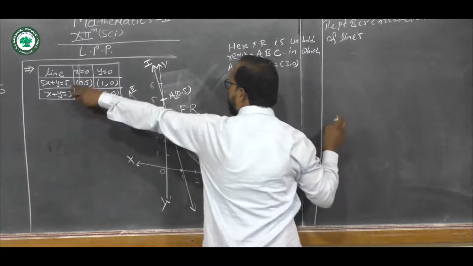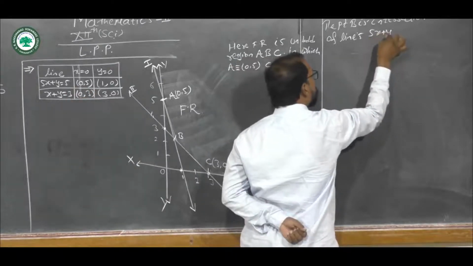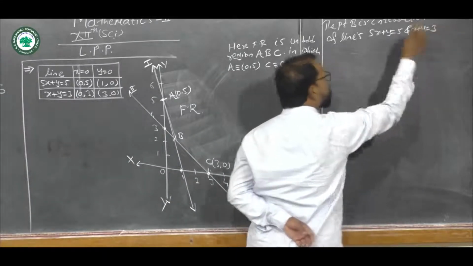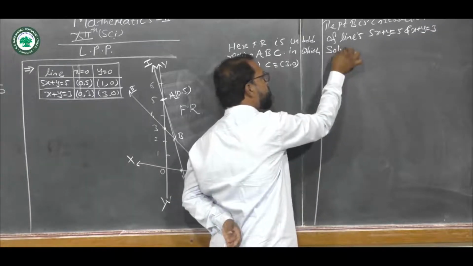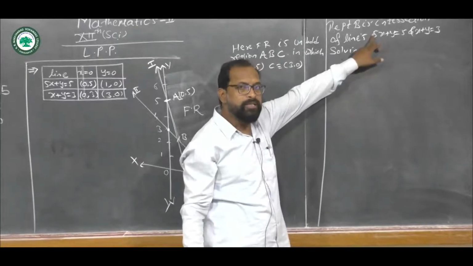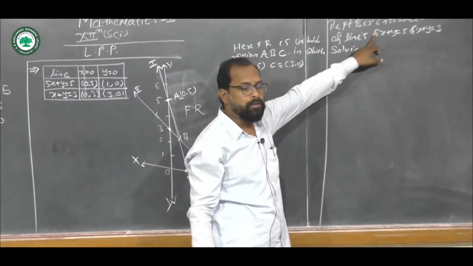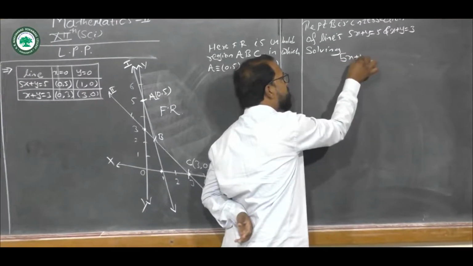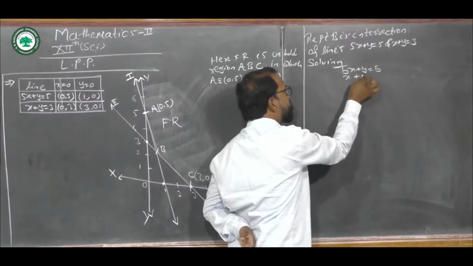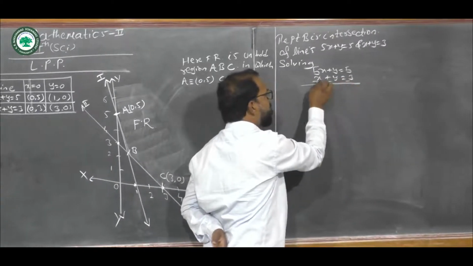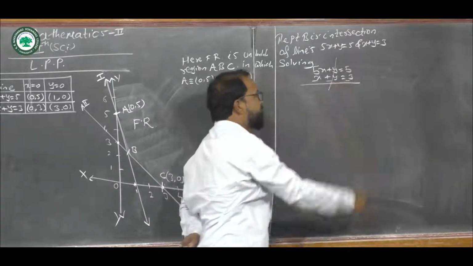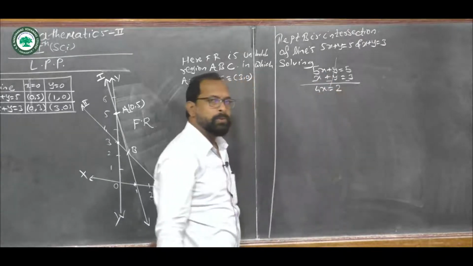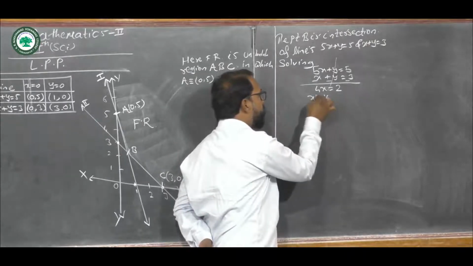lines. Now the equations of the lines are 5x plus y equals 5 and the second equation is x plus y equals 3. Now solving these two lines, you can solve these two lines by any one of the known methods. Here we take the subtraction of these two equations. So this can be written as 5x plus y equals 5 and x plus y equals 3. Now taking subtraction, y minus y gets cancelled, and remaining 5x minus x, that is 4x equals 2, which gives x equals 1/2.